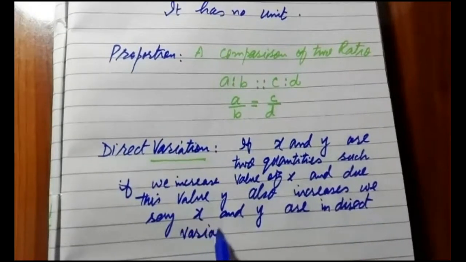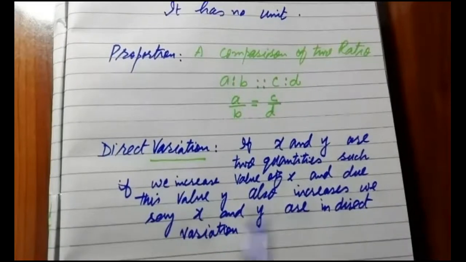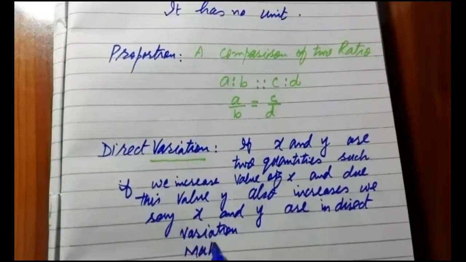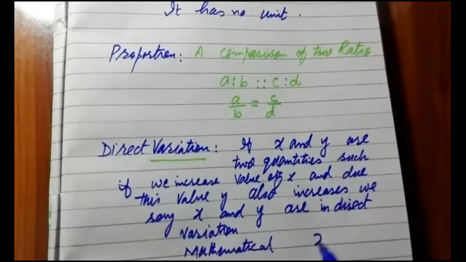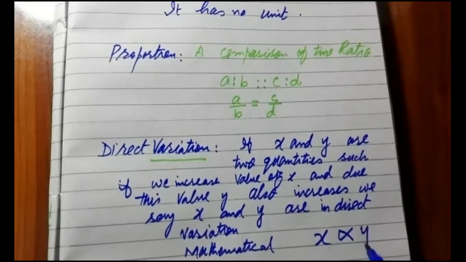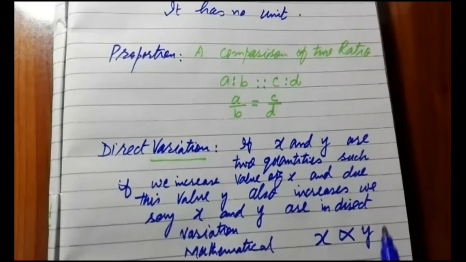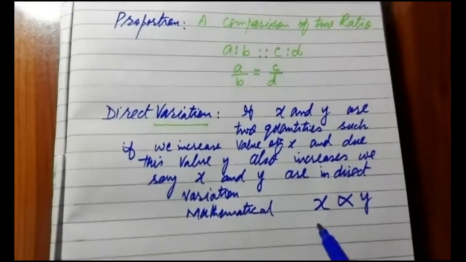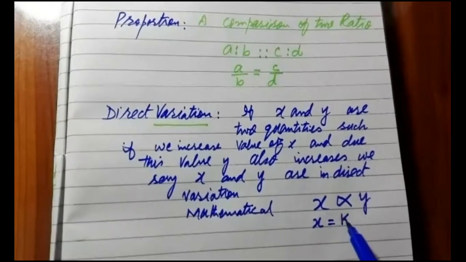I have written the definition in my own words, in the simplest words, but if you write it in mathematical form, we will write it as x is directly proportional to y, like this. And if you want to remove this sign of proportionality, you must have learned that we will place some constant for the equality sign, and the constant is normally written as k.